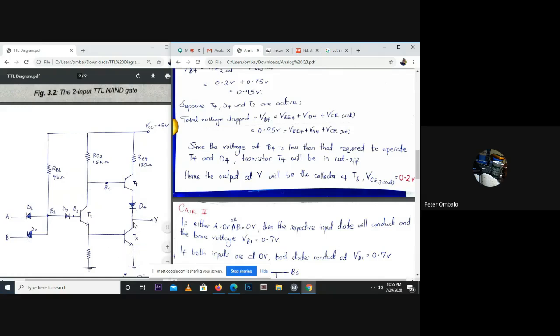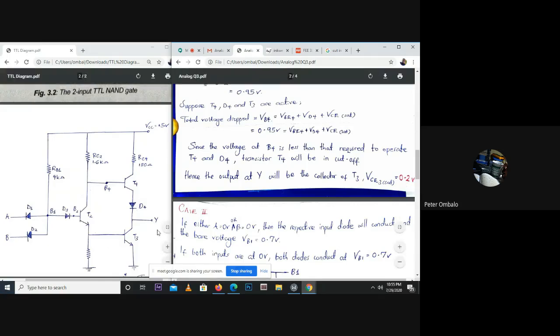And since our output is tapped at the collector of transistor T3, we know transistor T3 is already in saturation. So our output at Y is going to be VCE3 at saturation, which is 0.2 volts. So that's our first case where A and B are at 5 volts. The output is 0.2 volts.